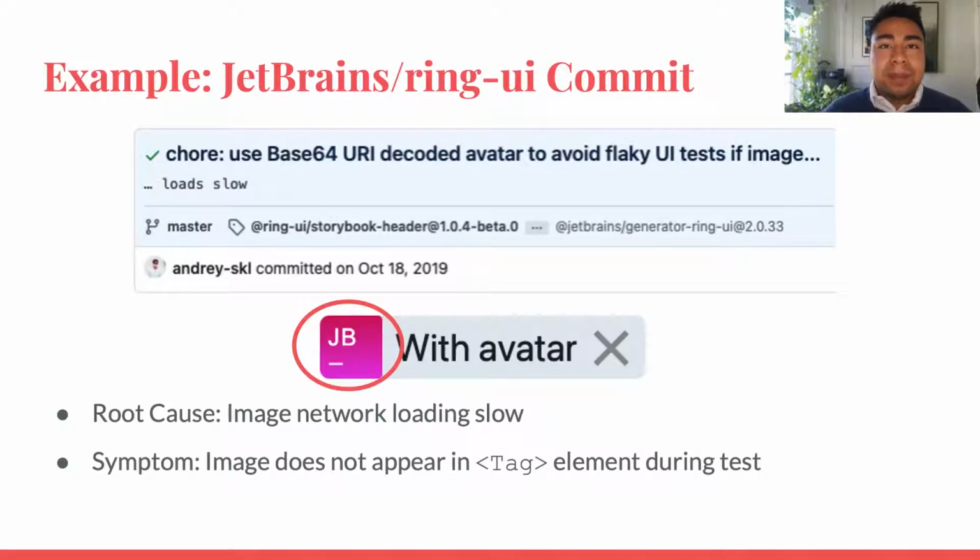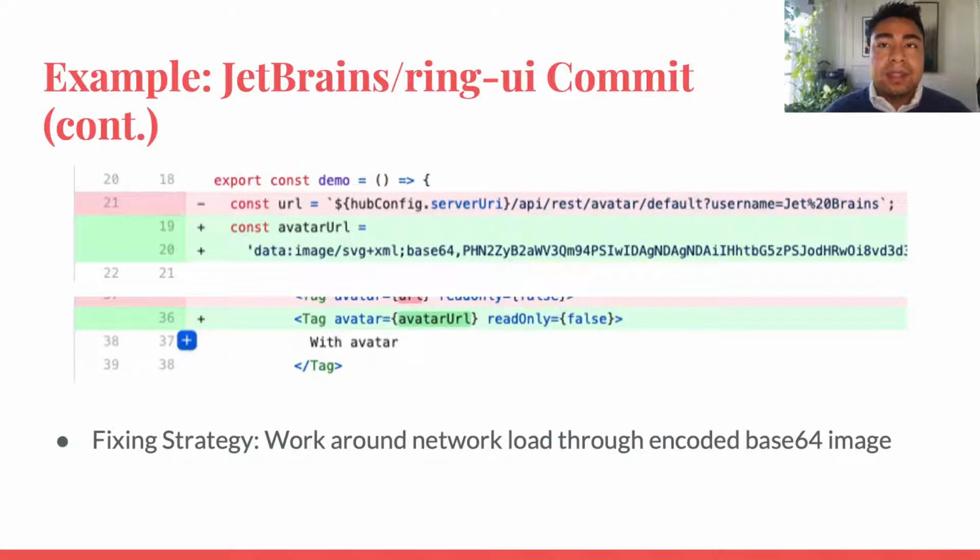As an example of our methodology, here we have a commit from the JetBrains Ring UI project. The commit message here tells us that the root cause of the flakiness is that the image network load can be slow during testing. The symptom is that the avatar image in the tag component won't appear if the load doesn't finish in time. The fix implemented here can be seen in the commit code. The network load is avoided by embedding the image as a base64 string.